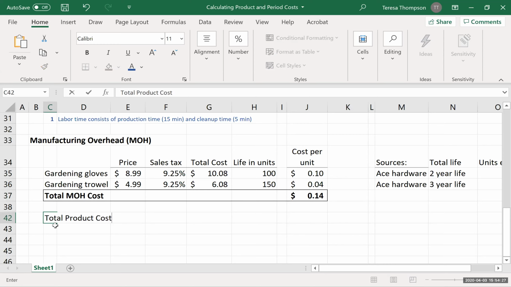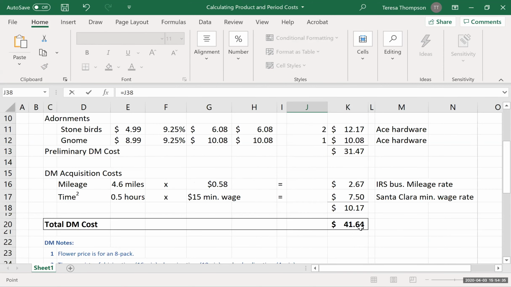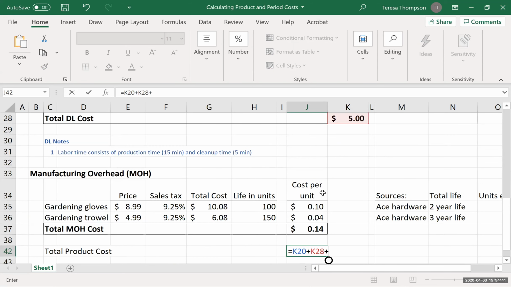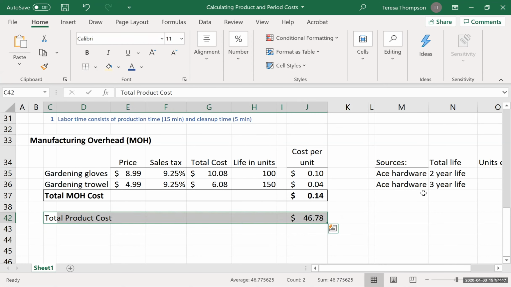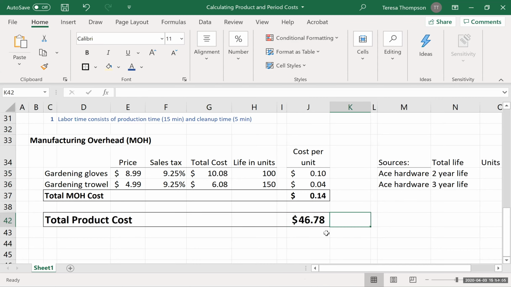Total product cost equals, let's start at the top, equals cell K20 plus K28 plus J37. So that's my total product cost. I'm going to bold it, Control B, put some thick borders around it, and maybe just make it a little bit bigger in font since that's an important number.